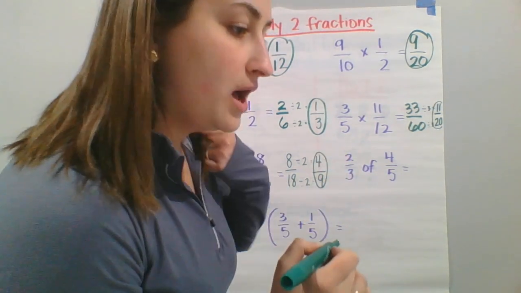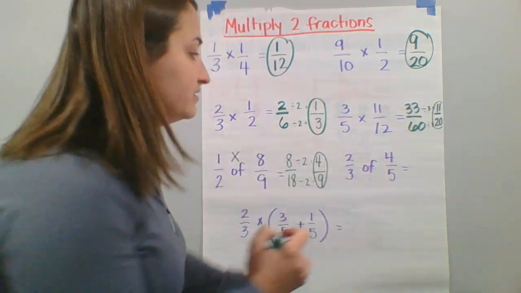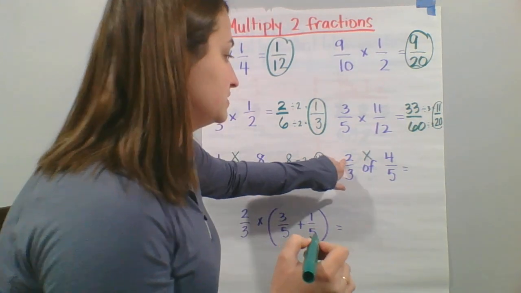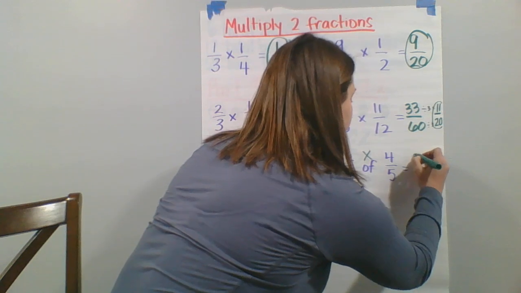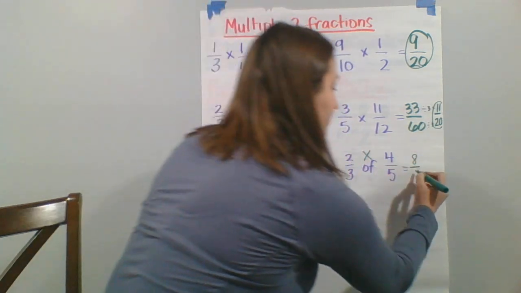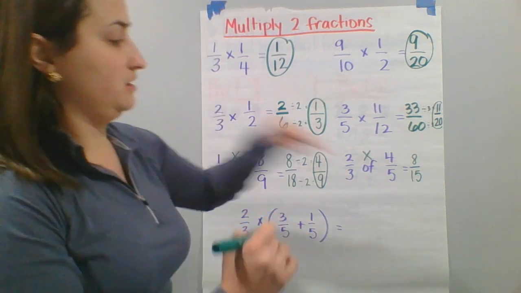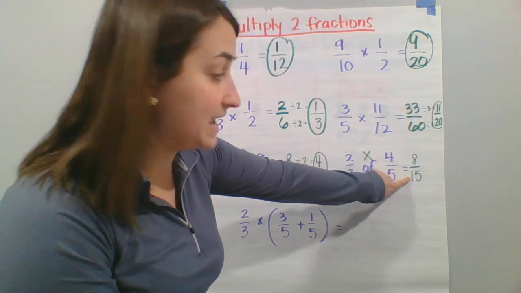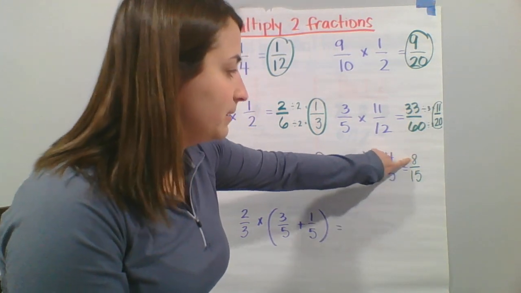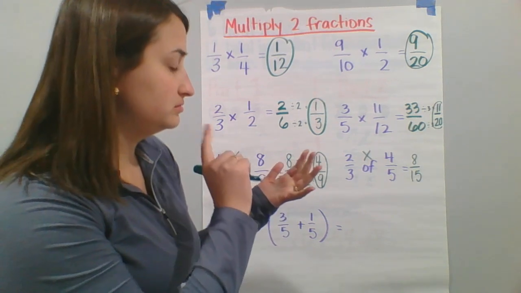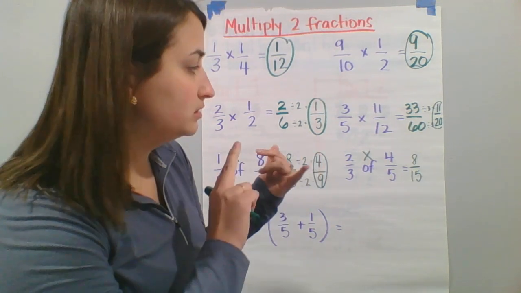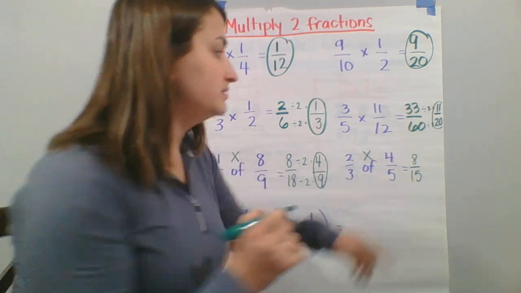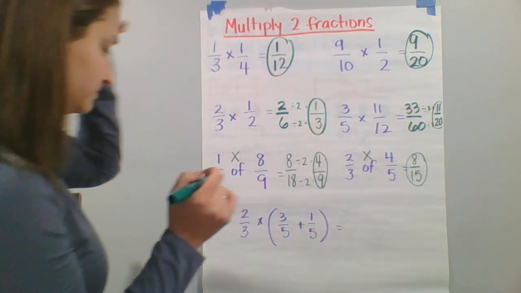Next I have 2/3 of 4/5. Remember, "of" means to multiply. 2 times 4 gives me 8. 3 times 5 is 15. 8 and 15 are not both even numbers. 8 is an even number, 15 is an odd number, so we cannot divide by 2. If we think about the number 8, we can divide by 2, 4, and 8. But none of those numbers can we divide into 15 evenly, so our answer is 8/15.